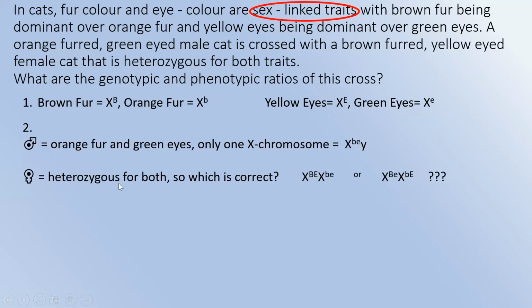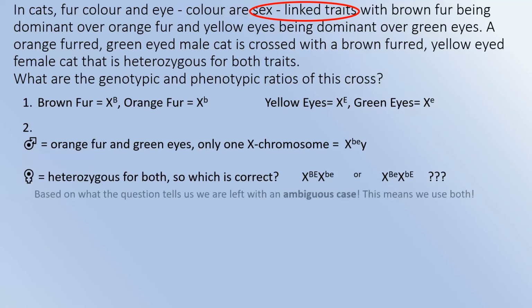The female we know is heterozygous for both, so which is correct? I want you to take a second here and think about which one of these is heterozygous for both traits. Is this one heterozygous for brown fur and yellow eyes? For fur and eyes, so we got a big B here, little b, big E, little e. Then if we look over here, we got a big B and a little b, and a little e and a big E. So it looks like both cases are heterozygous. So how do we know which one to go with? Take a second and scratch your head here and think about how we could figure this out. It's kind of a non-answer.